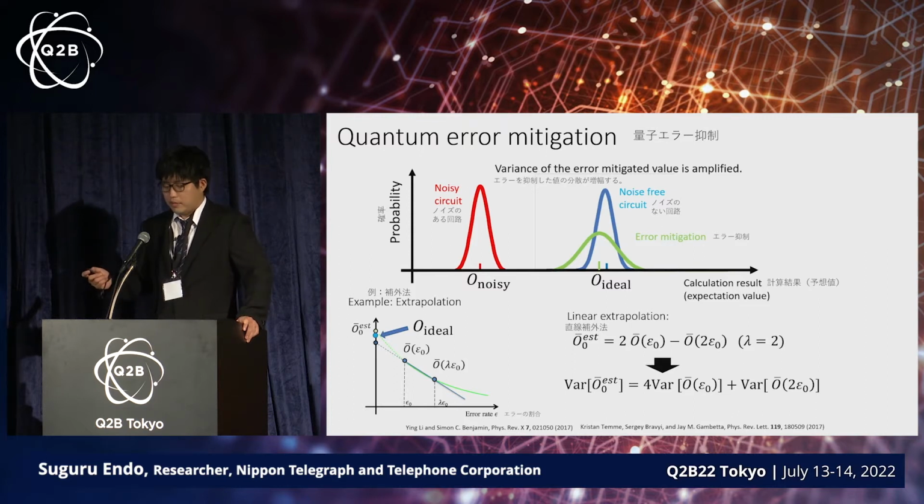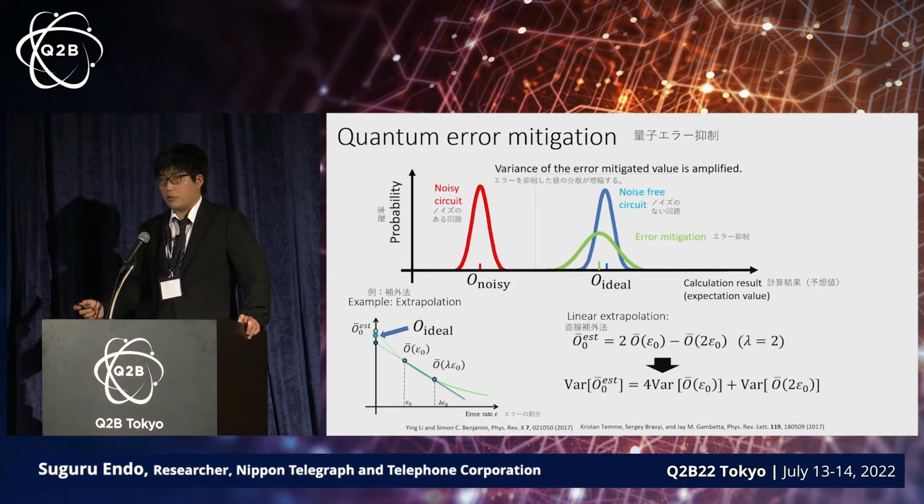The reason the result has a distribution is that quantum mechanics is a probabilistic theory, which means the result is probabilistic, not deterministic. So it has a distribution. And what we can do with quantum error mitigation is shift the noisy probability distribution so that it is centered around the correct result.